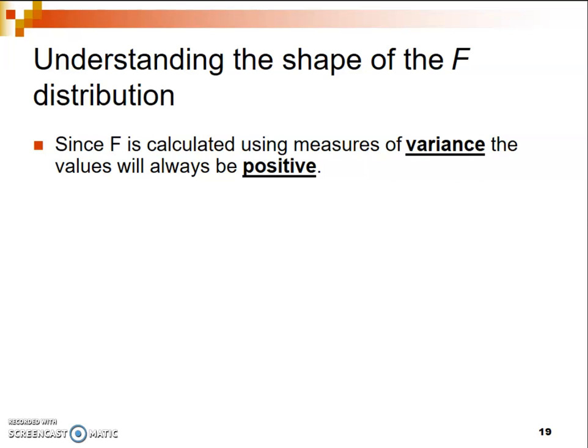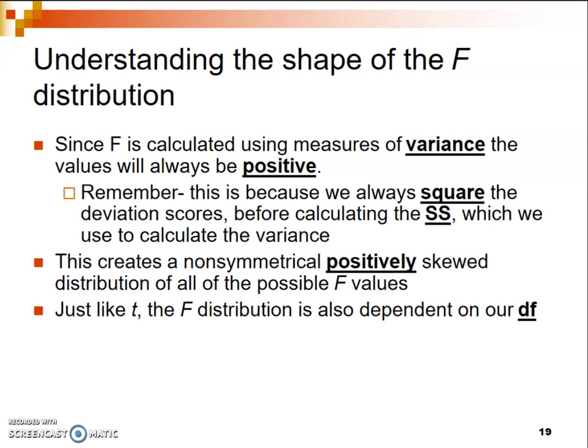Since our F is a ratio of two different measures of variance, this means that our values for F are always going to be positive. So they should always, always, always be positive. And the reason that I know that is because remember that variance is calculated using the sum of squares.